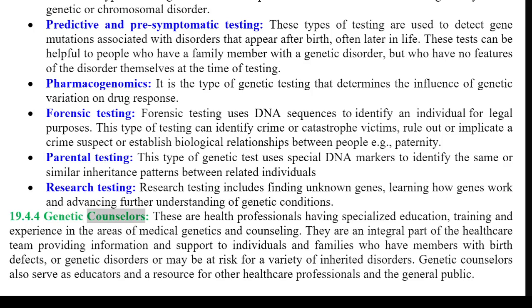19.4.4 Genetic counselors. These are health professionals having specialized education, training, and experience in the areas of medical genetics and counseling. They are an integral part of the healthcare team providing information and support to individuals and families who have members with birth defects, or genetic disorders, or may be at risk for a variety of inherited disorders. Genetic counselors also serve as educators and a resource for other healthcare professionals and the general public.